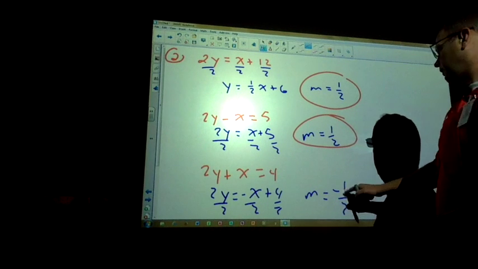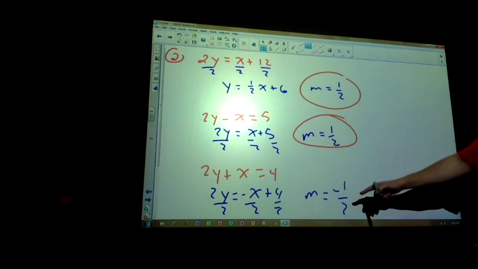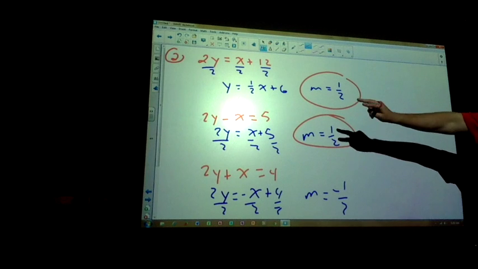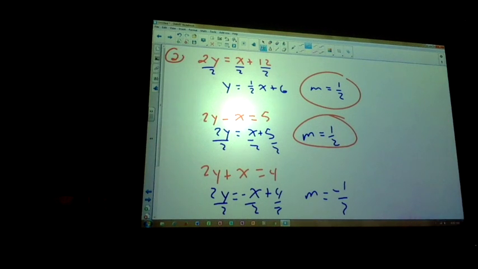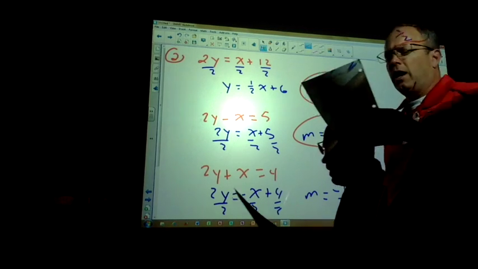So these are parallel. This is not going to be perpendicular because it's an opposite sign, but it's not the opposite reciprocal. So it would have to be 2 over 1. That's it. All right, problem 3 and 4.